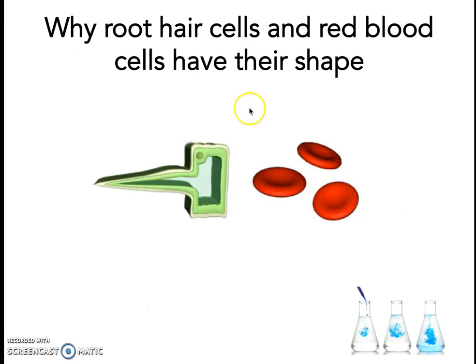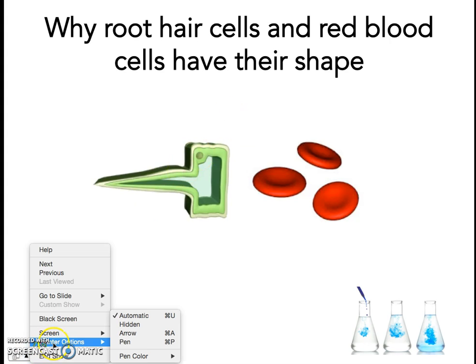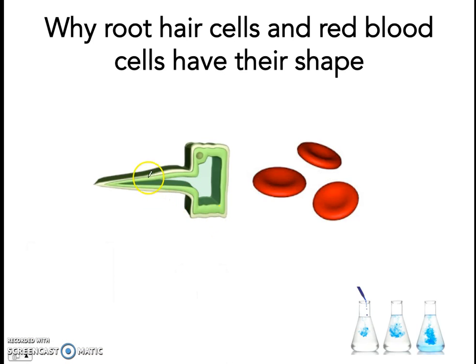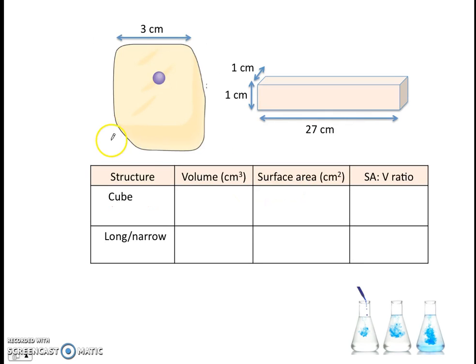Finally, for our last and probably most important question, we're going to ask ourselves, why do root hair cells and red blood cells have their particular shape? So why do root hair cells have these long and narrow protrusions, and why do red blood cells have these flattened shapes? To answer that question, take a look at these two cells. One is a cube and one is long and narrow. Again, I want you to calculate the volume, surface area, and surface area to volume ratio and see what you find. Now pause here and try.